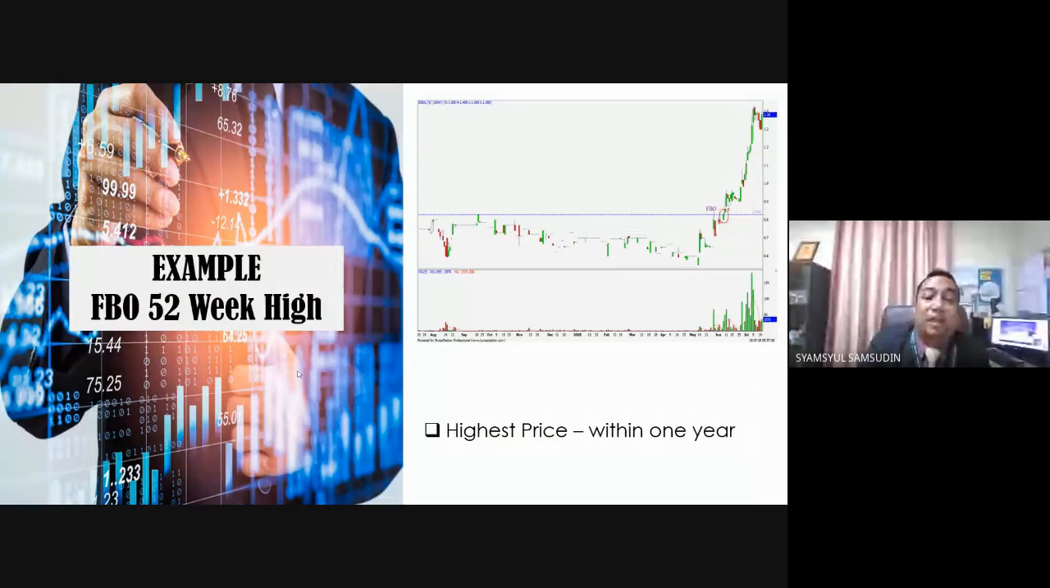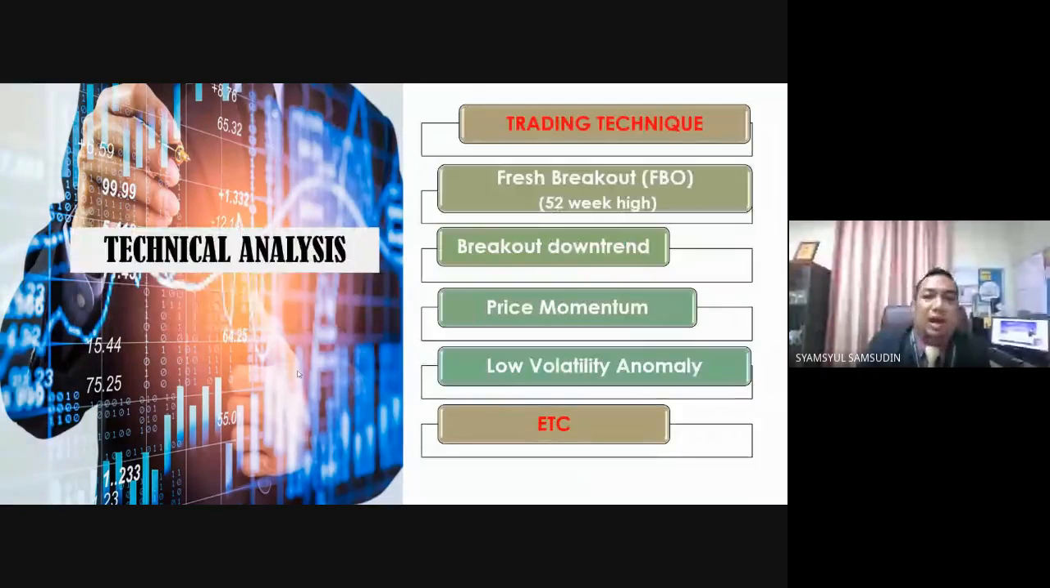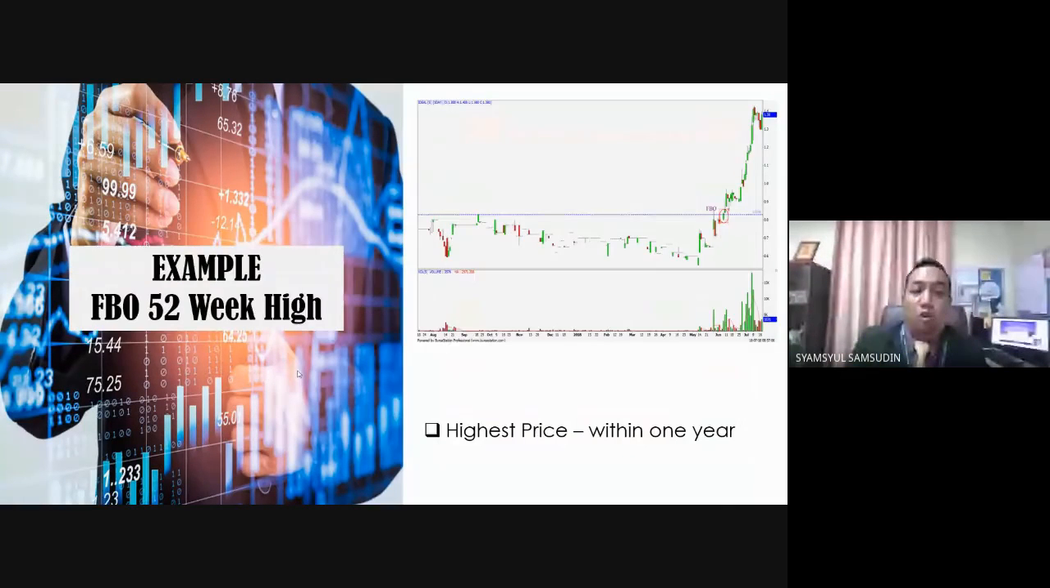So I will give you one example. So this is my favorite trading technique. Selalunya berjaya lah, can make profit lah based on the fresh breakout. Okay, 52-week high. Ada banyak teknik lagi, but ini antara my favorite teknik, trading teknik lah. So what you want to do regarding the FBO 52 weeks, for example, ini example yang saya bagi kat sini.